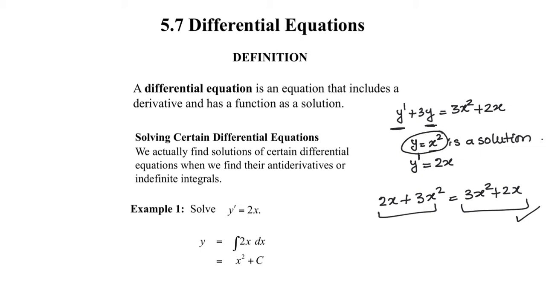In solving a differential equation, we actually find the solution of a certain differential equation when we find their antiderivatives or indefinite integrals. So let's look at an example. We need to solve y prime equals 2x. So take the integral on both sides. The antiderivative of y prime is just y. And the integral of 2x is 2x square divided by 2, right? And 2 will cancel. So you will end up with x square plus c. This is a general solution of this differential equation. If a condition is given, we can find a particular solution by finding a particular value for this constant c.